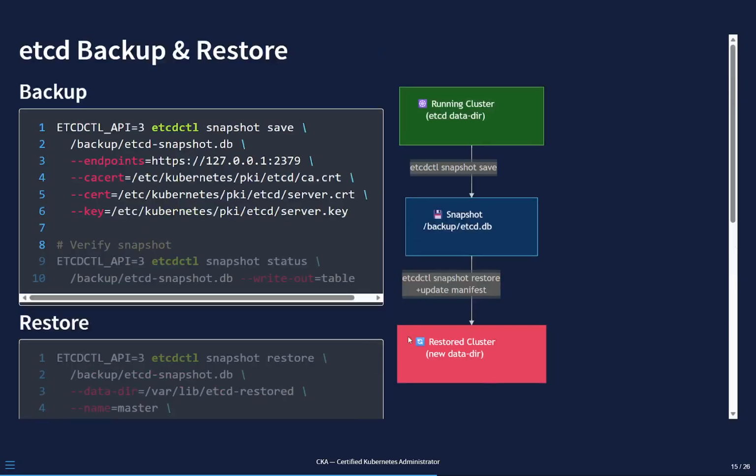Click. The diagram summarizes it. Running cluster, arrow, snapshot save, arrow, snapshot restore, arrow, update manifest, equals restored cluster.